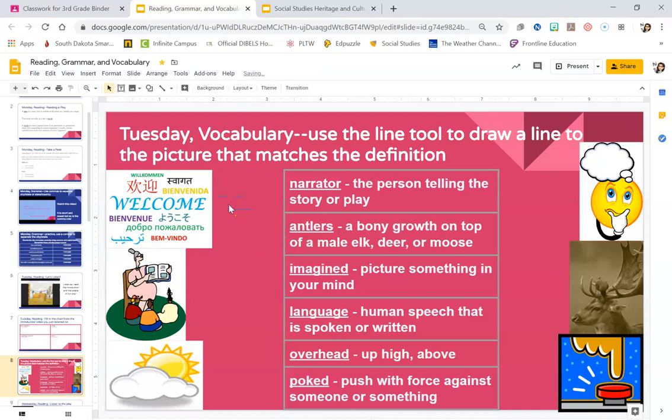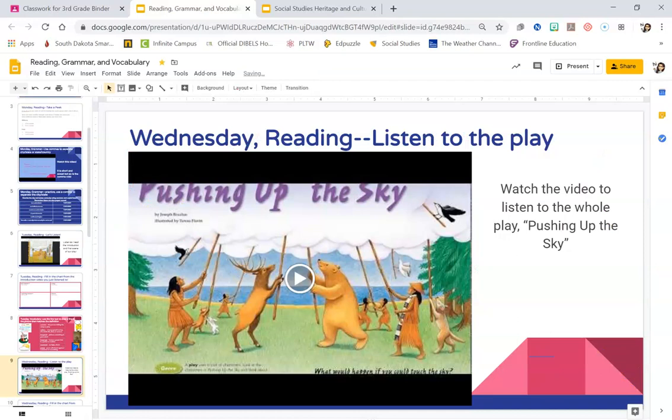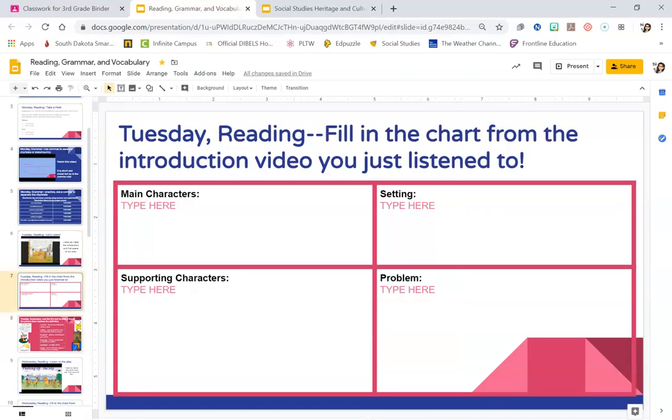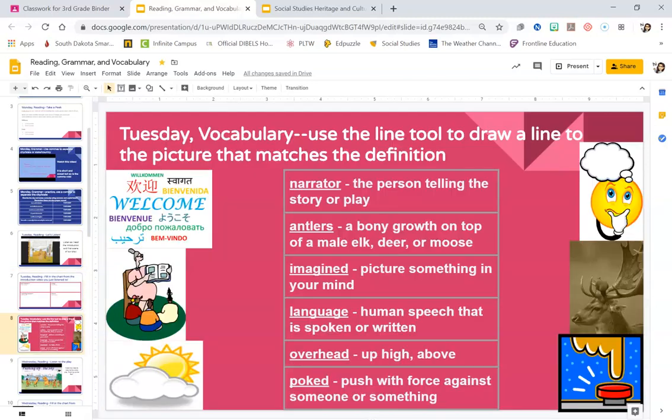Again, one more time. Line tool is right up here. Click it. Then you get this X that shows up. So you want to click and then drag to whichever picture you think matches that word. And then it draws the line for you. And then this next slide is Wednesday. So 3 slides today for reading and vocabulary. Listen to the introduction, fill in the chart from the introduction, do the vocabulary slide.